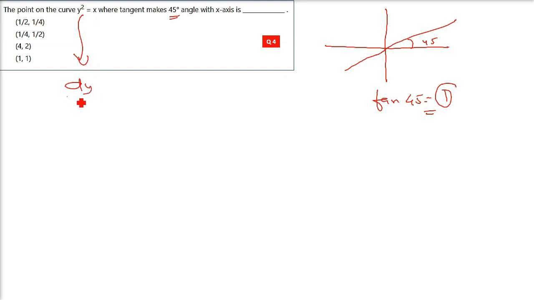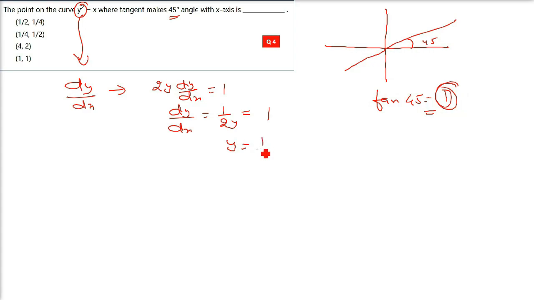What is dy by dx? I'm differentiating this. So 2y dy by dx is equal to 1. So dy by dx is equal to 1 by 2y. You have to equate it to 1 because the slope is 1, which we found out. So y is equal to 1 by 2.